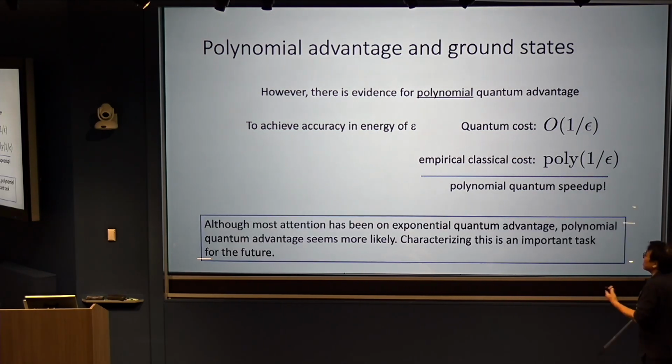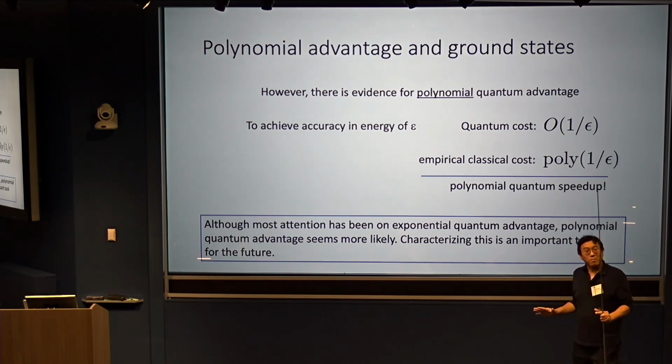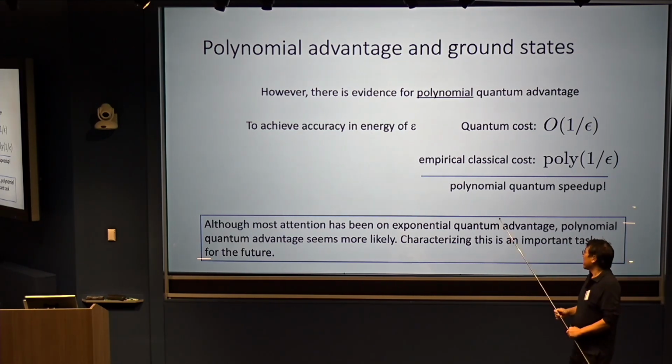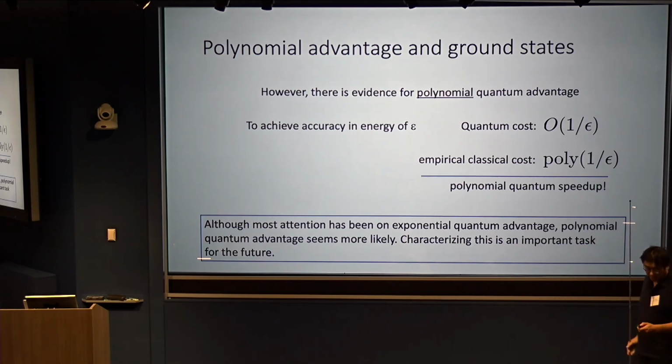In the literature and in most of the science, most of the time people turn their nose up at polynomial speedups. But I think at least for ground state simulation, exponential speedups are very unlikely. And so characterizing this polynomial speedup better is, I think, very important.